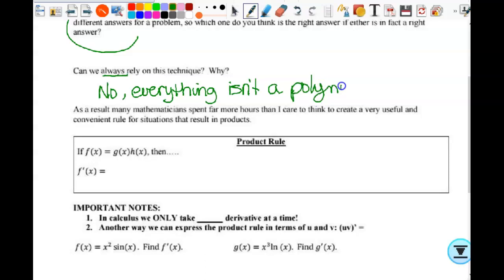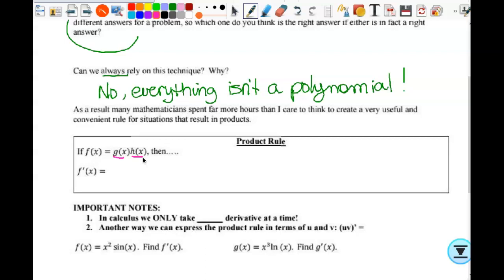Plus, not only that, but we don't even have to necessarily multiply it out when it is a polynomial. I have a different way to do it. So there's a rule. Whether they're polynomials or not, I have two functions that are being multiplied together, not a constant and a function.